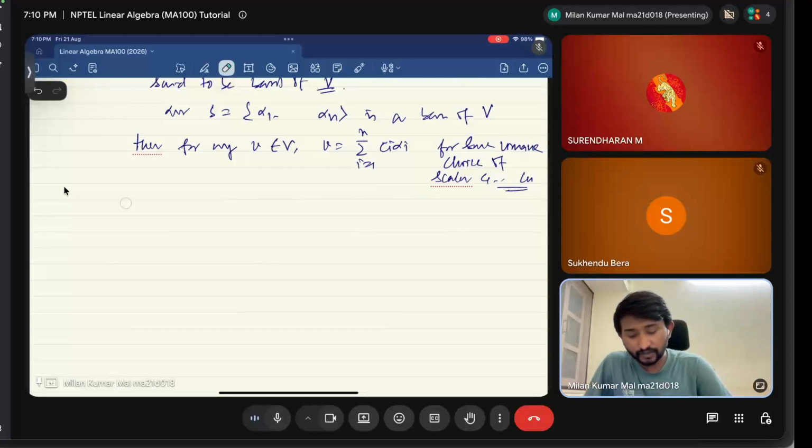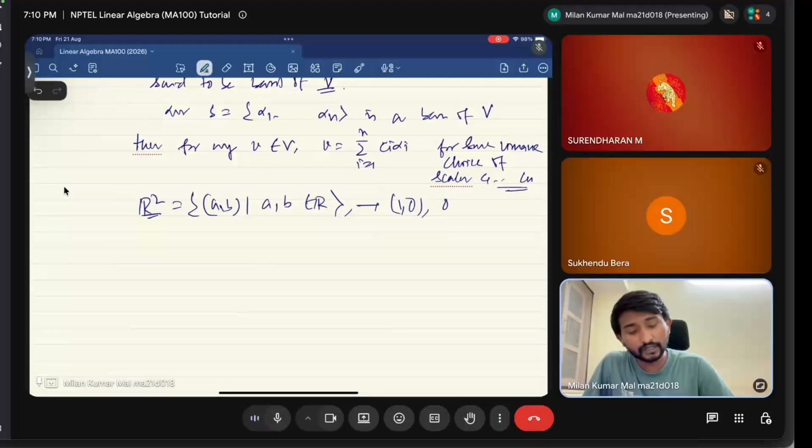For example, if you take R2, that is the collection of all (a, b) such that a and b are real numbers. In that case, the basis is (1, 0) and (0, 1). Why is this a basis? Choose any element (a, b). You can write (a, b) in this form.